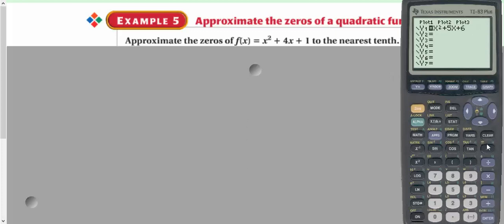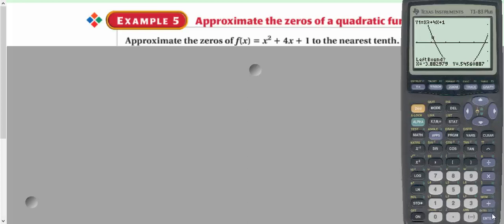So let's go ahead and do one. X squared plus 4x plus 1. Graph that. Okay, now both of my roots are there, and sometimes you've got to play around with the zoom to see them. Second, calculate, and then go to 0, and then I don't know where my cursor is, so I'm just going to keep clicking up. There it is. So sometimes you've got to click around just to get your cursor to come up.